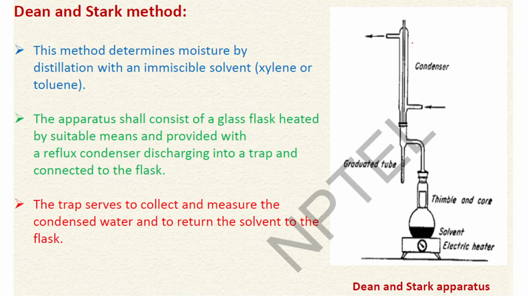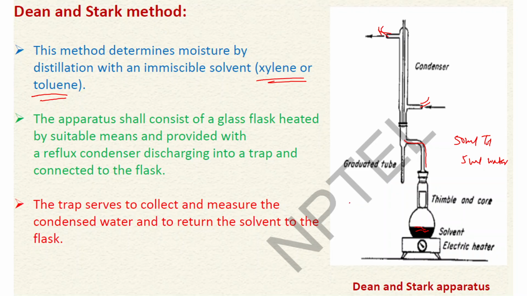The Dean-Stark method is an instrument that measures moisture by distillation with an immiscible solvent, such as xylene or toluene. Firstly, we take a mixture of toluene and water. Suppose we take 50 ml of toluene and 5 ml water, and we heat it in this, and the vapors come off from here, and here water is used for circulation for the cooling in the condenser. Then the vapors from the toluene and water mixture go up here and cool down, and come down from here. Some amount comes from here and some amount is given as reflux.